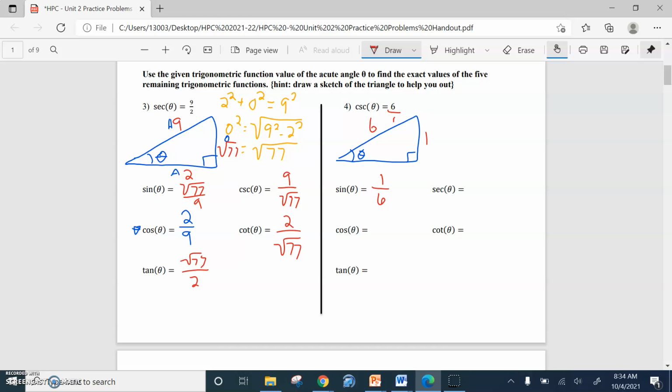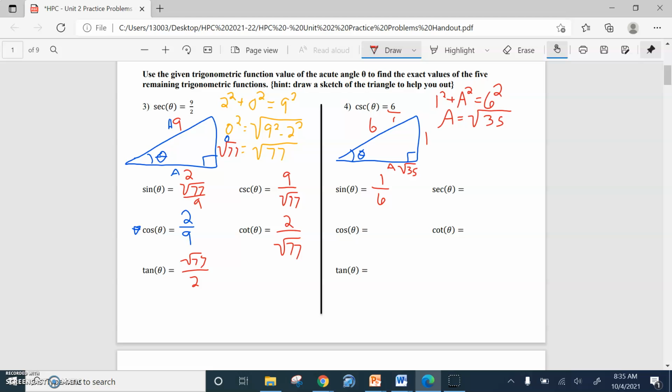And to finish out the side lengths, here's our adjacent side. We need to figure it out. So 1 squared plus a squared. Hey, look at that. It doesn't look like a 0. Equals 6 squared. So a is the square root of 35. If you do the math, I think we can all figure that out. It's just simply taking 6 squared minus 1 squared and then taking the square root. So a is equal to the square root of 35. Now we have all 3 side lengths.